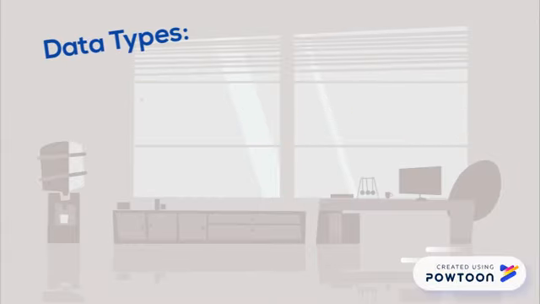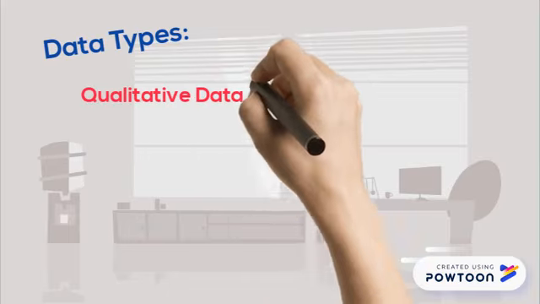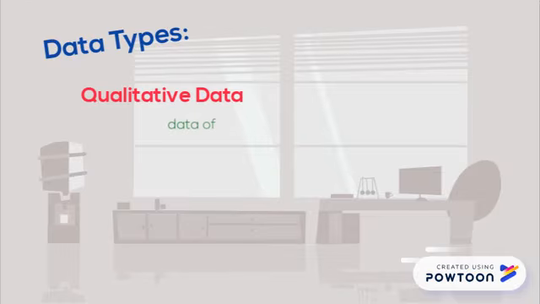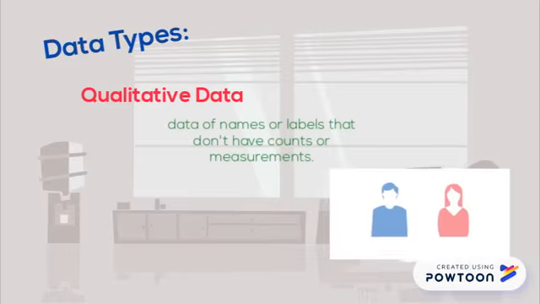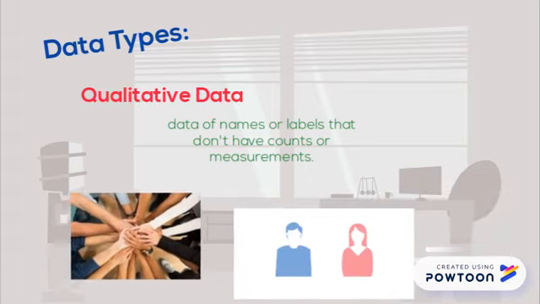The second type is qualitative data. This type is the data of names or labels that don't have counts or measurements. This could be gender or ethnicity.